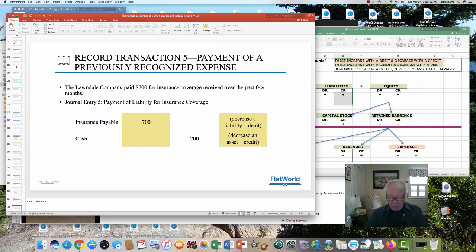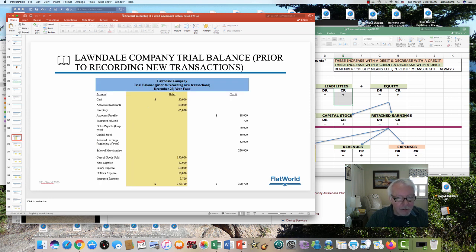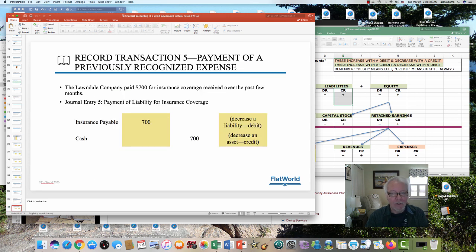Okay? In fact, I'm just going to go back and take one look at something. Let's go back to our trial balance here. See that insurance payable? There it is. That's the $700 we're dealing with right now. Now it's time to write them a check. All right. So we know that I am eliminating a liability. Liabilities from my map decrease with a debit. So I debit liabilities and that liability is gone. It had a credit balance before, didn't it? Back in the trial balance I showed you.